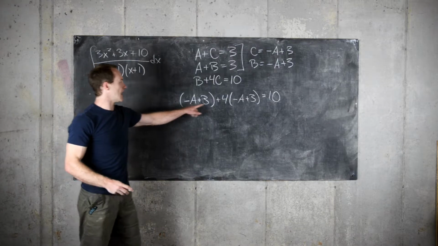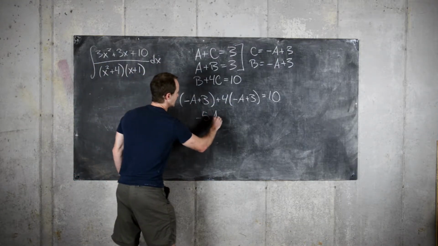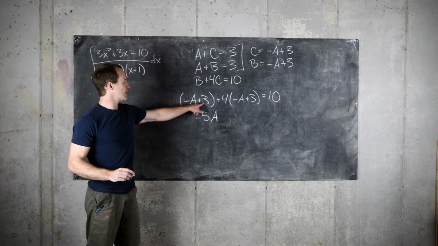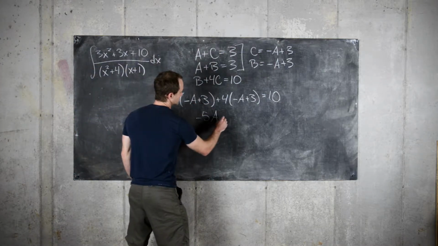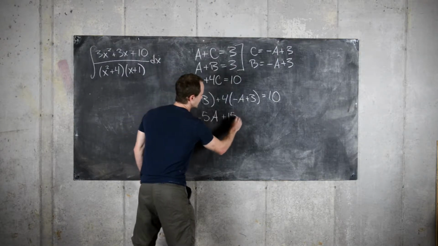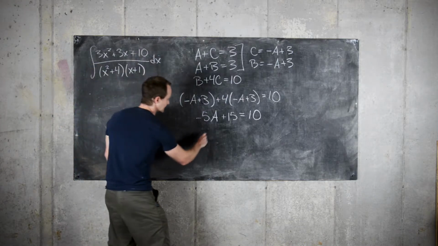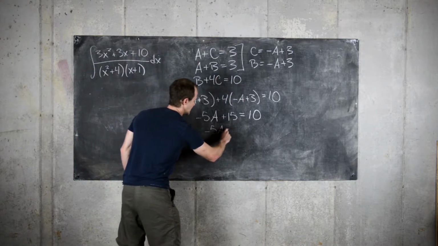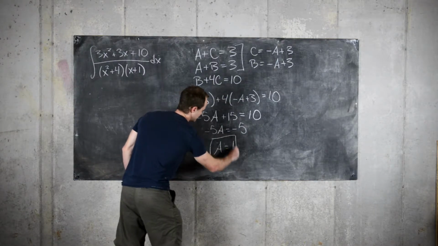So we have negative a minus another 4a, so that gives us negative 5a. And then we have 3 plus 4 times 3, so that'll be 3 plus 12, so that's plus 15 equals 10. Good. So that gives us negative 5a equals negative 5, or a equals 1.